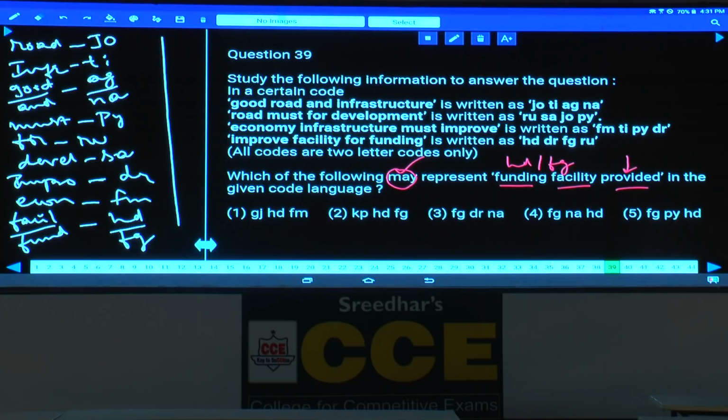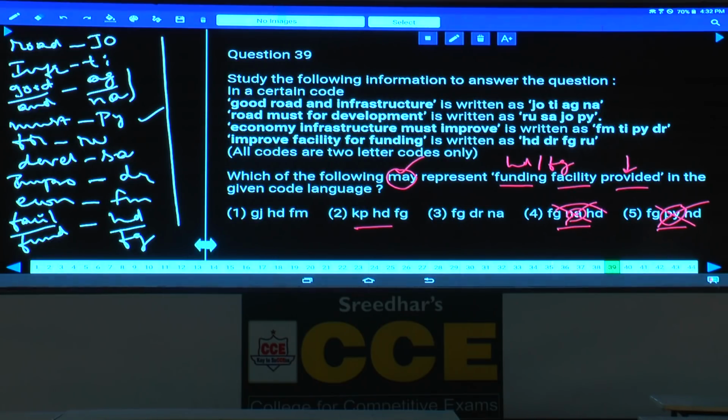Hence, HDFG and HDFG, tell me how many are common here? HD and FG. HDFG, choice 2 can be your answer. HDFG, choice 4 can be your answer. And choice 5 can be your answer among these. Then choice 4, tell me whether choice 4 can be your answer or not. HDFG NA. Can NA be the code for provided? No. Why? NA is the code for either good or end, but not for provided, hence choice 4 is ruled out. Then coming to choice 5, HD and FG, PY. Now this PY cannot be the code for provided because PY is the code for must, hence this also cannot be your answer.